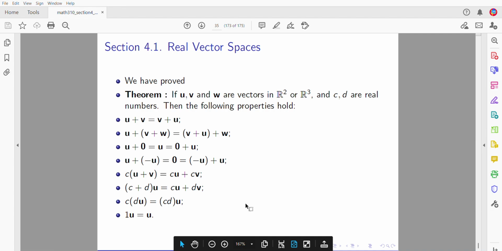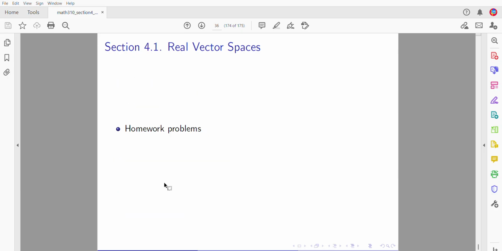Okay, these are the important 8 properties which define a vector space. The first 4 properties are all about addition. The next 4 are about scalar multiplication and how they interact with vector addition. Which completes our section 4.1. Here are the homework problems.